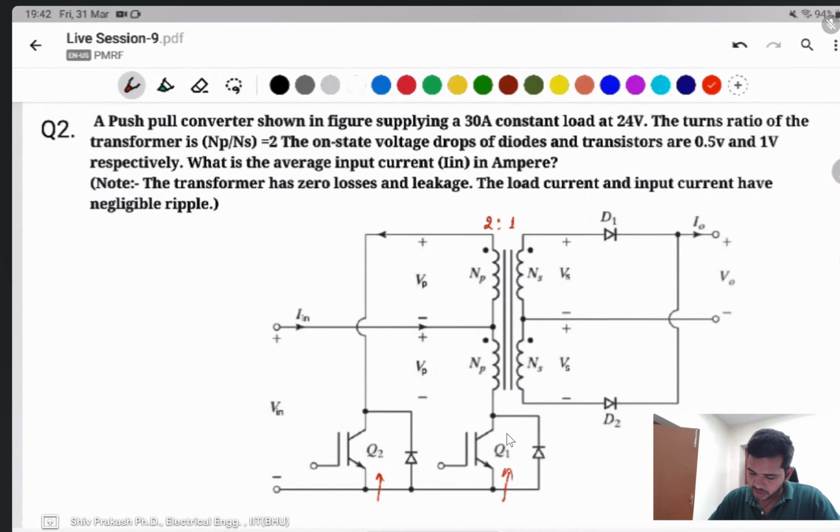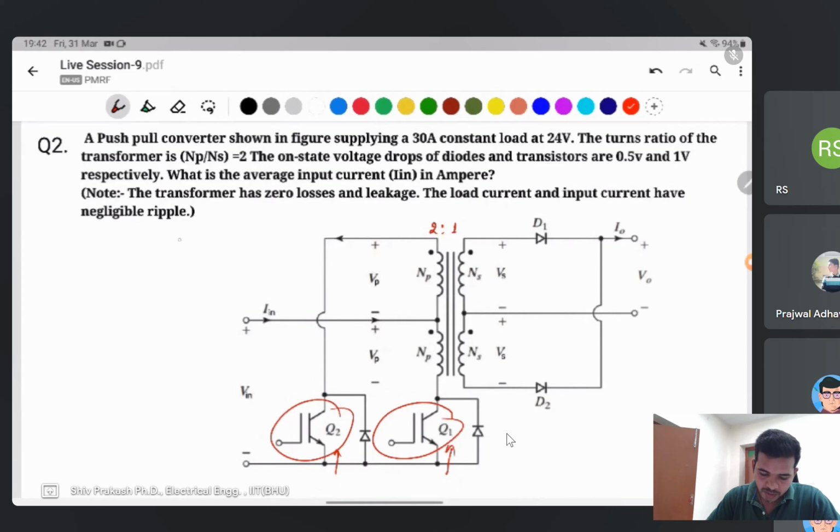So actually this was the IGBT transistor. What is the average input current, is what it is asking. The transformer has zero losses in leakage. It means the resistance of the primary winding and secondary winding is 0. Leakage means the inductance is also 0. The load current and input current have a negligible ripple. That's why the output voltage and output current are constant.